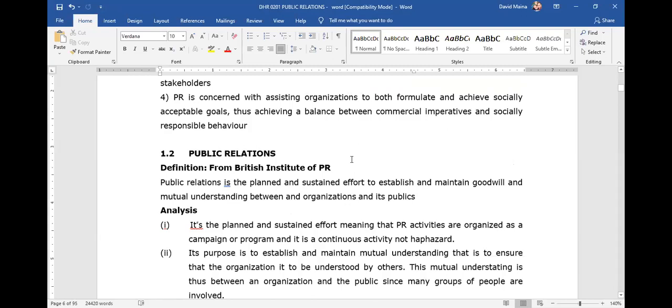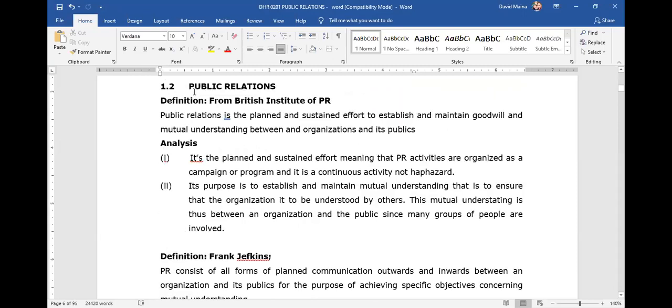So those are the definitions. We looked at, no, this one we have not looked at it. Even this one is a very simple definition. Public relations is the planned and sustained effort of establishing and maintaining goodwill and mutual understanding between the organization and its publics. So if you were to ask me, which definition should we take?